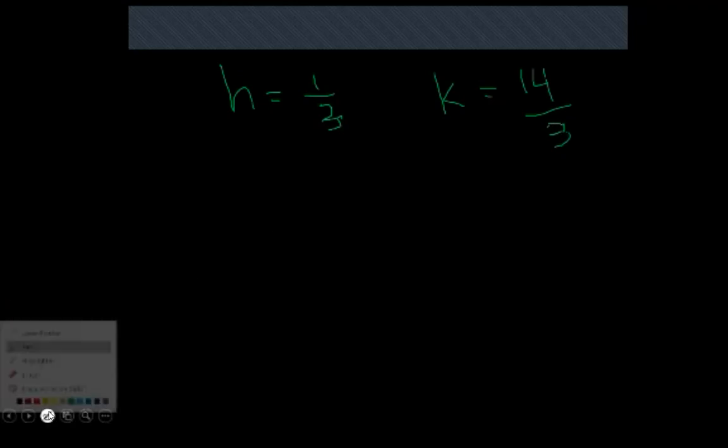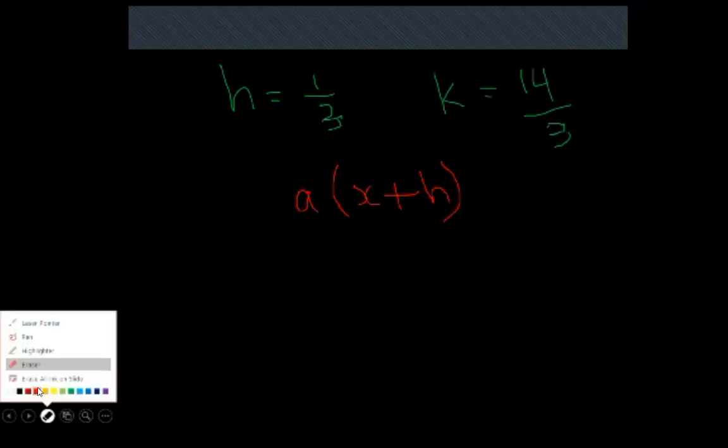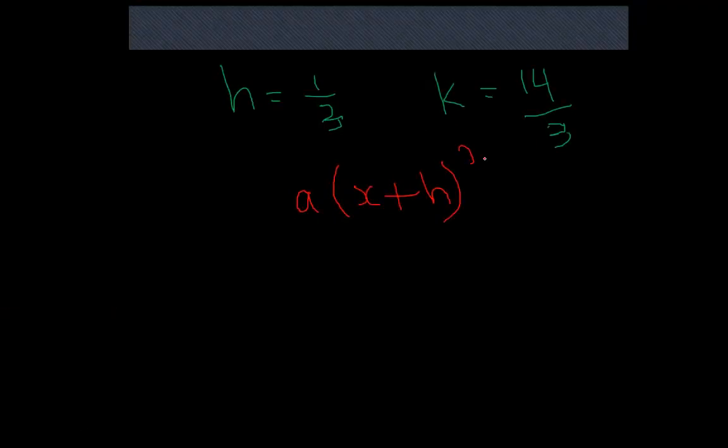Well, we said they want us to write this in the completed square form. And I told you from the PowerPoint that this is the completed square form. a(x plus h) all squared plus k. This is known as the completed square form. They want us to write it in completed square form. So what do we do now?